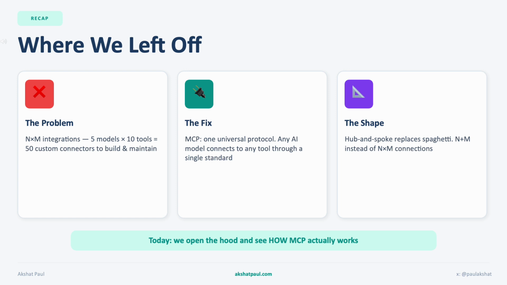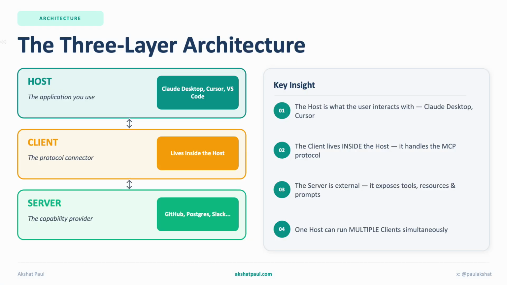When Claude Desktop calls a GitHub tool through MCP, what's the host doing? What's the client? What's the server? What format do they send messages in? That's what today is about. Let's go. MCP's architecture has exactly 3 layers, and understanding each one is the foundation of everything else in this series.